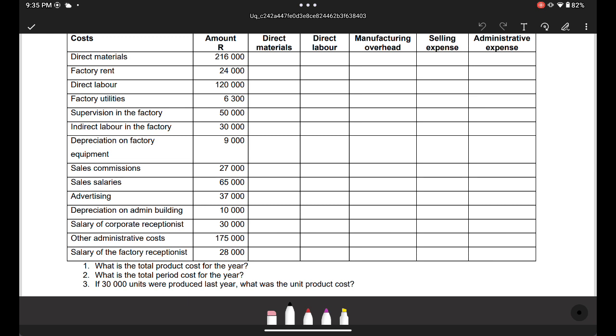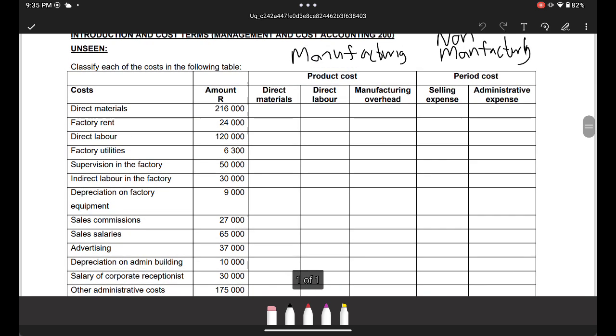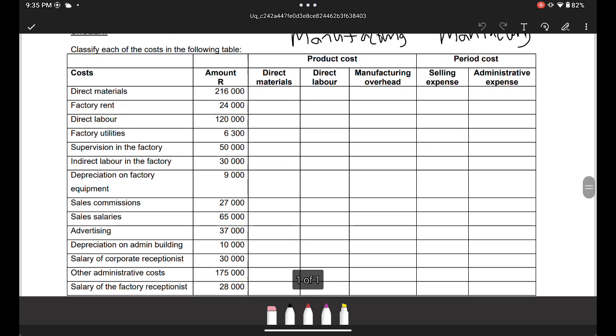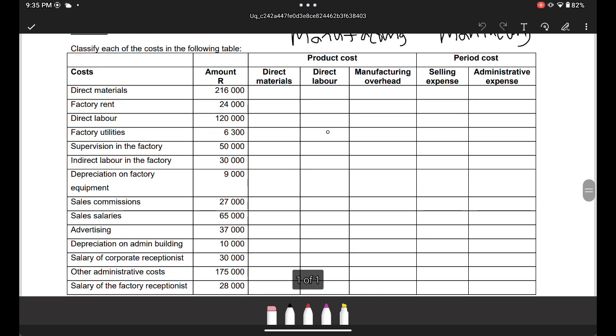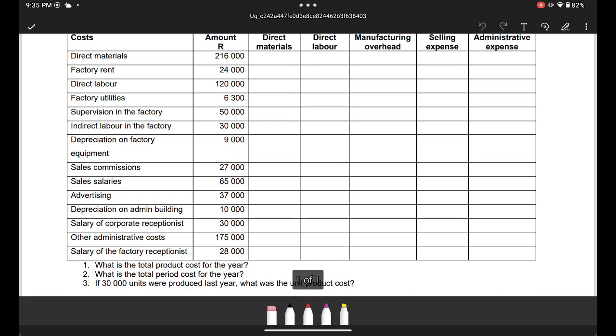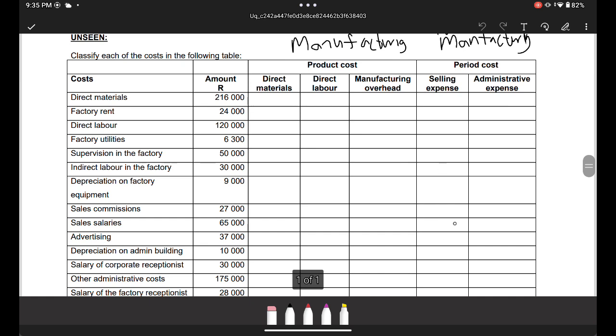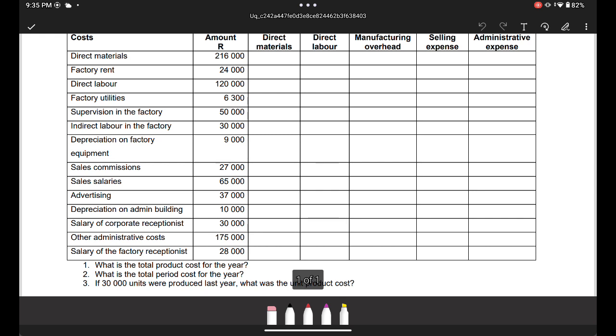Okay, but see, total product cost for the year. Obviously over here we worked out product cost, so just add the numbers that were all in here. All these ticks that were in here, add those costs into the product cost. As you can see, you'll get number one's answer. Number two, what is the period cost for the year? All the ticks you put over here, all the associated accounts, add them up and you get period cost.